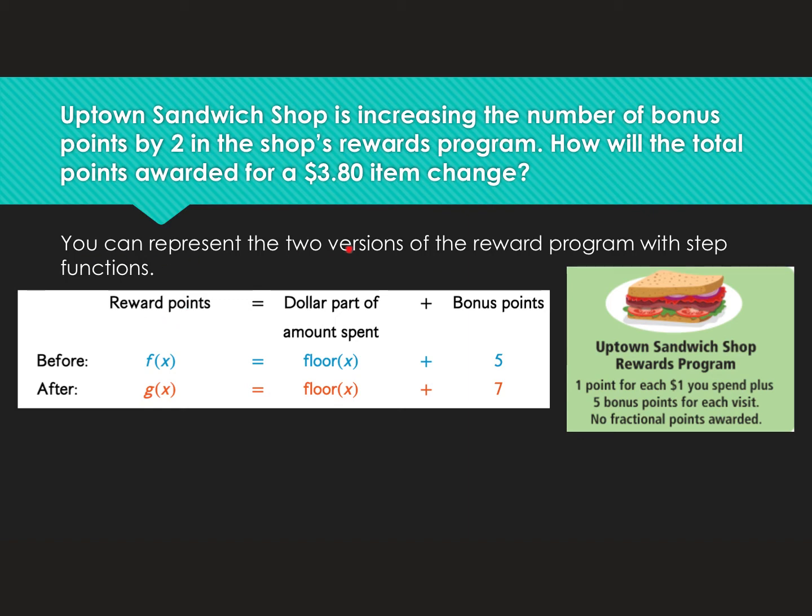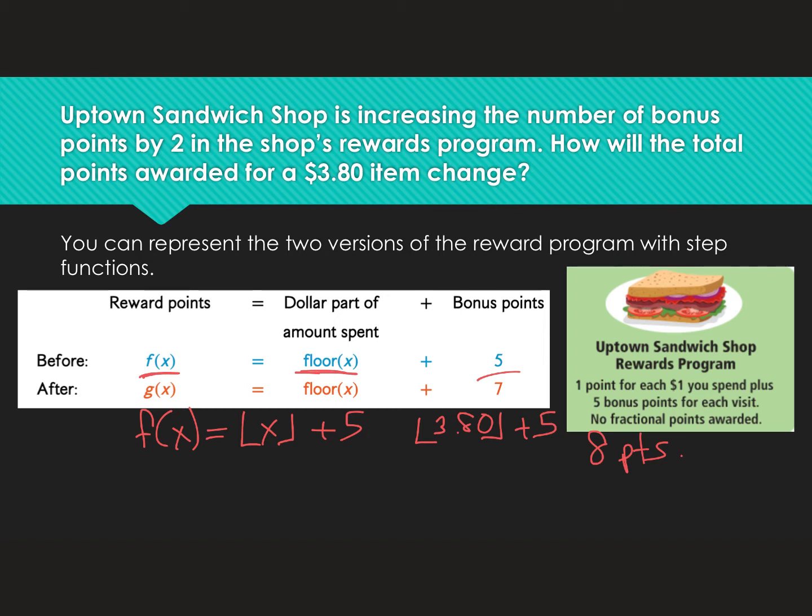So we can represent the functions for the rewards program with step functions. The original one, the one they have right now, can be represented with f of x equals the floor of x plus 5. And then, in that case, if we spent $3.80, it would be the floor of $3.80 plus 5. Well, $3.80 rounded down would be 3, so you get 8 points.